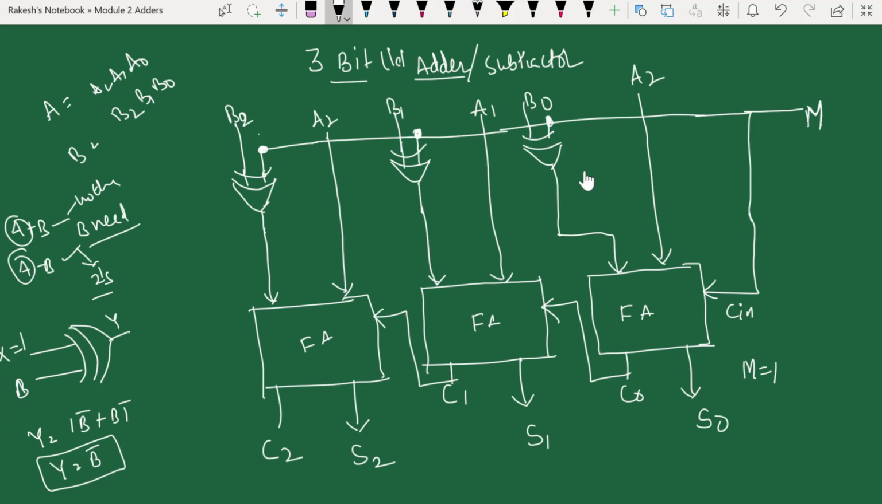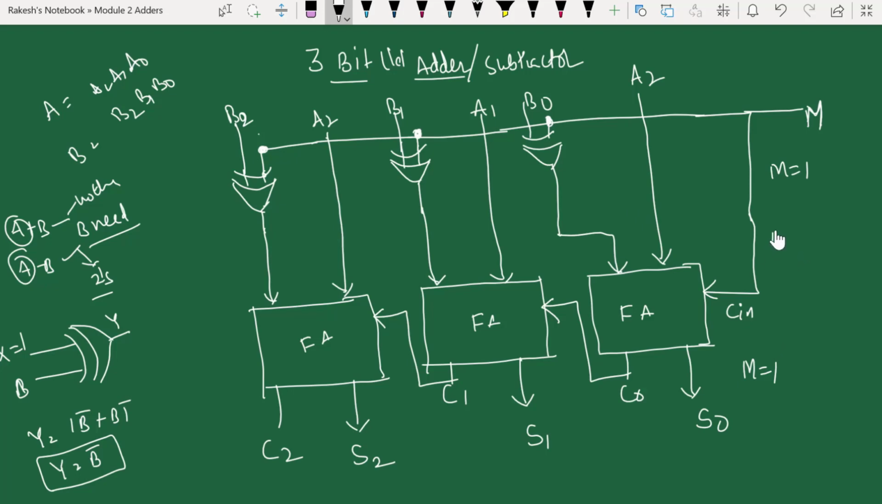So if you look here, I connected one control line M that is connected to C-in as well as the XOR gates. If I keep M equal to 1, it is going to produce B0 complement, B1 complement and B2 complement. At the same time, it is going to apply 1 here, so C-in becomes 1. That means your B bits are complemented and 1 is added. You are actually doing a complement addition of A plus B, which is nothing but a subtraction operation.